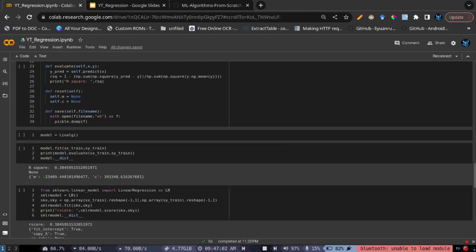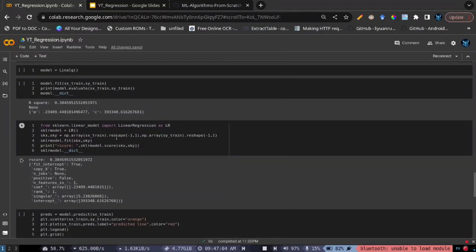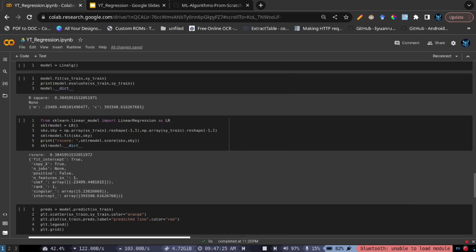Let's compare it with the sklearn model. Did our model do good or bad, right? So the R score is the same, right? Our R score is the same. Our coefficient, which is nothing but the slope, is also the same, and our intercept is also the same. So our model does what it can on this data set, right? Given the data set. Let's plot it.